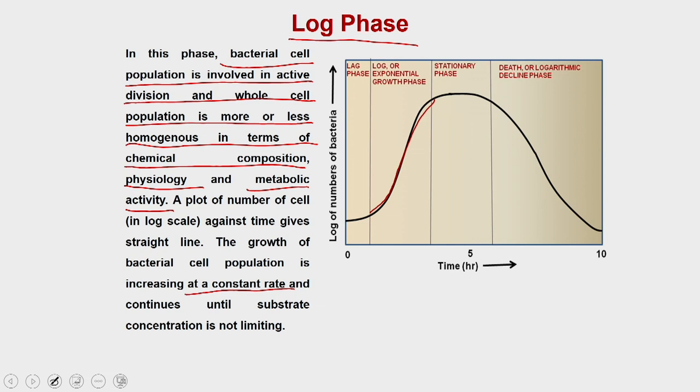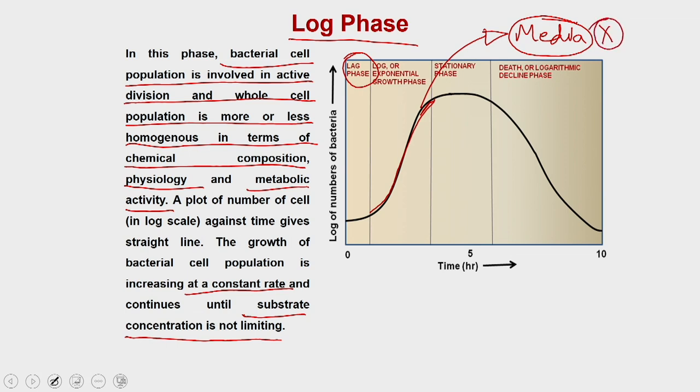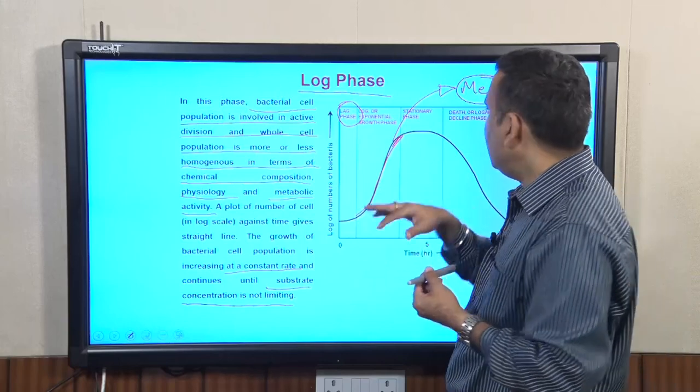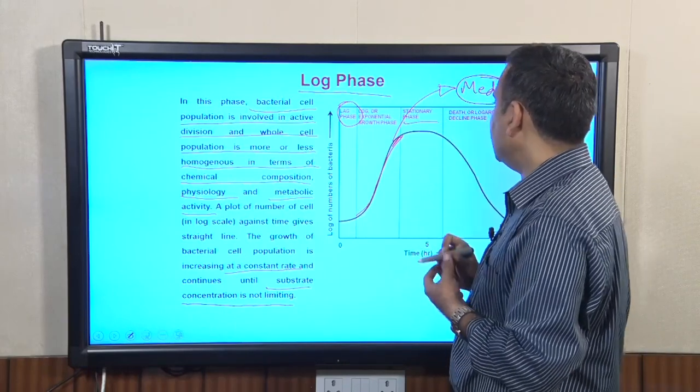because the bacterial cells are increasing at a constant rate, and it continues. So how long will the log phase continue? Until the media components are providing the nutrition. Once the bacteria have adjusted in the lag phase, they will do rapid growth during the log phase or the exponential growth phase, and it will continue as long as the bacteria keep getting the substrate molecules or nutrients from the media. Once the bacteria reach the end of the log phase, the media components are not going to give them enough nutrients, and that is how they will enter into the next phase, which is called the stationary phase.